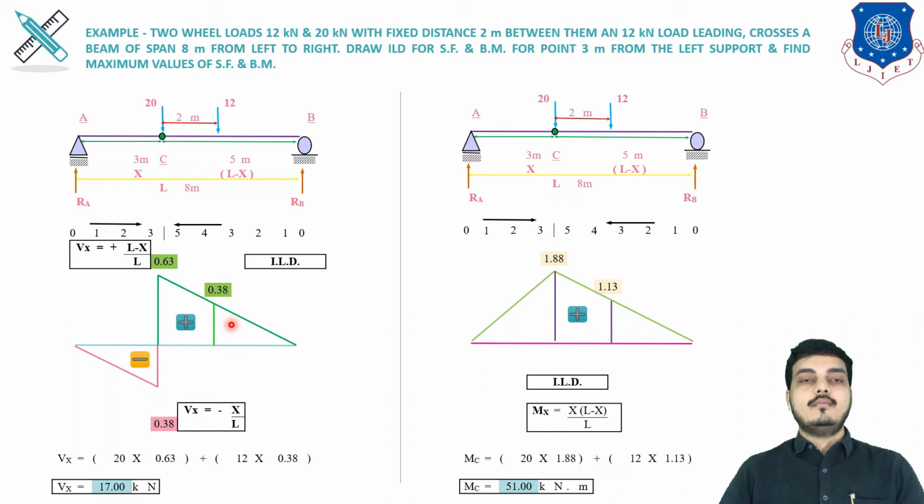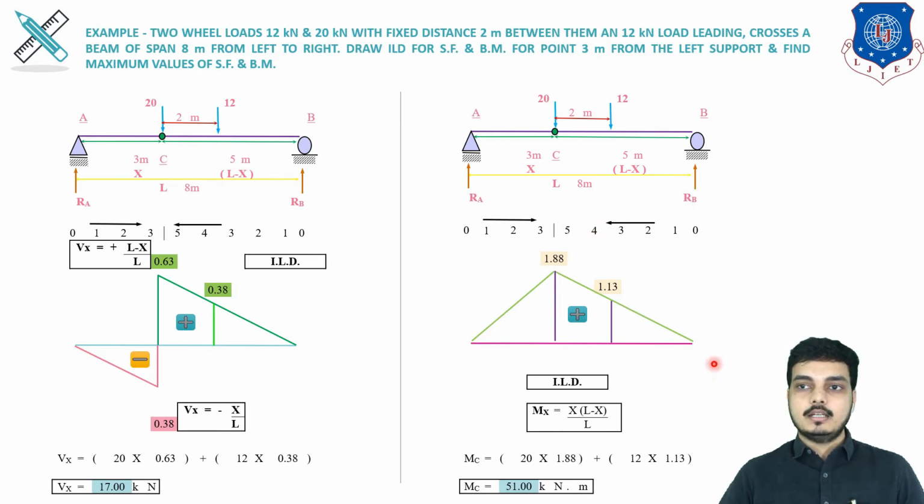Now we have to do the same for bending moment. So draw the diagram. I have placed the maximum load at the peak value which will be coming at the section. So here, for this section x equals 3 meter, I will be drawing this ILD. This ILD can be drawn with the help of this formula: Mx is nothing but x into (L minus x) upon L. Here x is my 3 meter, length is my 8 meter. After placing it, I will be getting this 1.88. So I only got the value of this peak one.